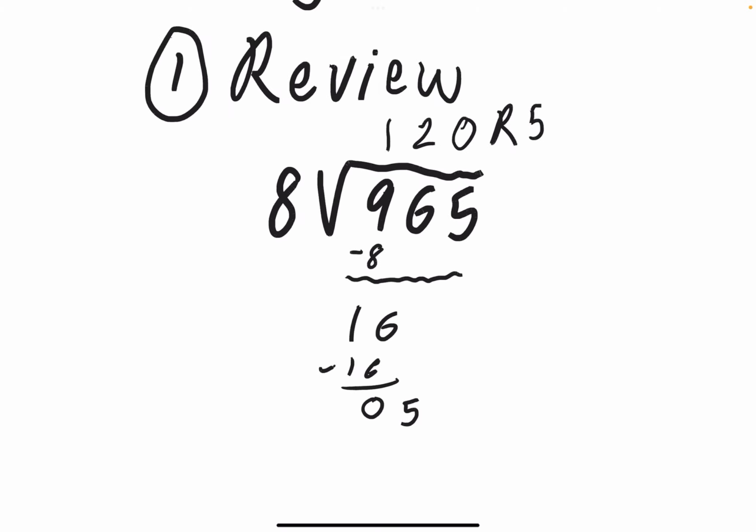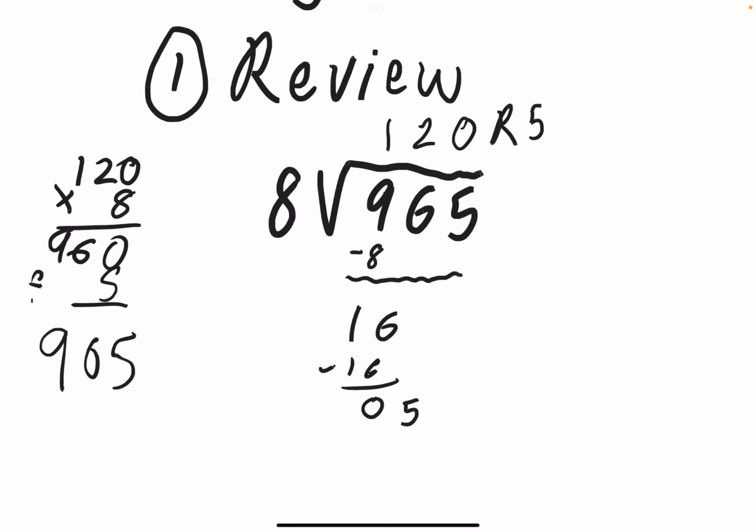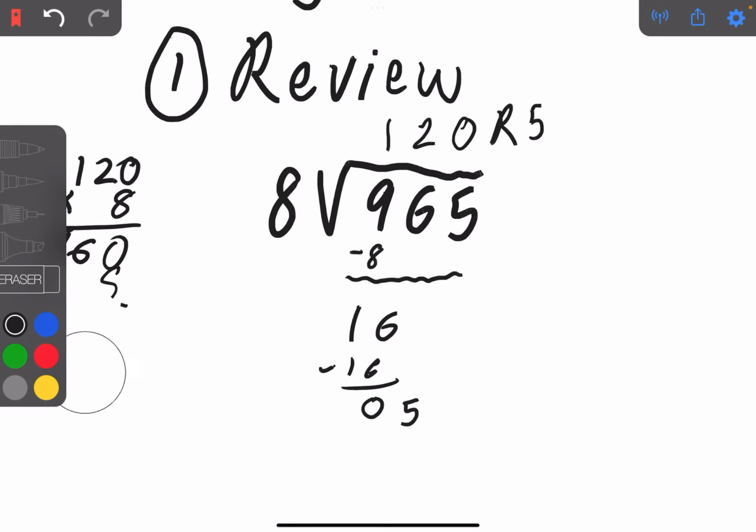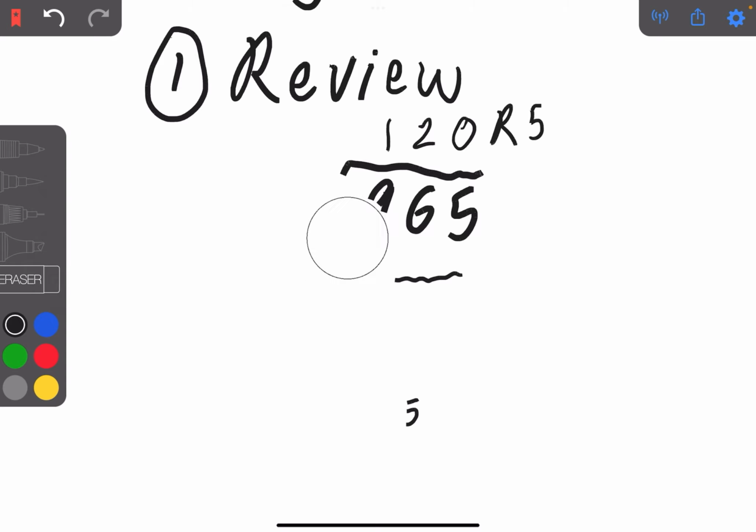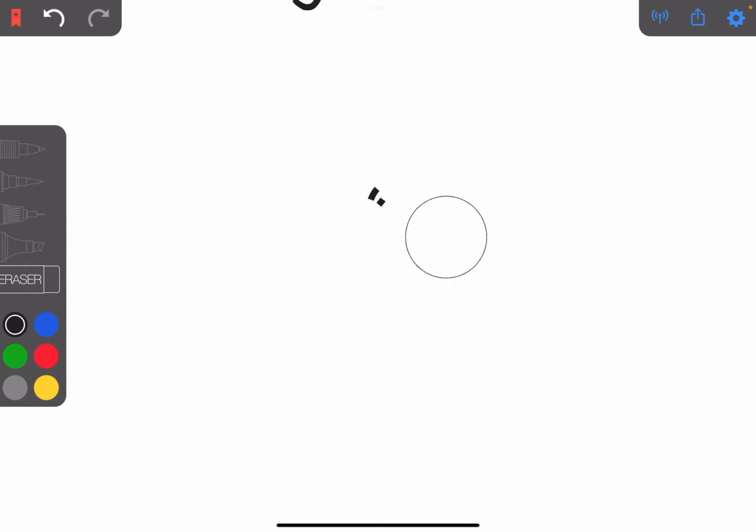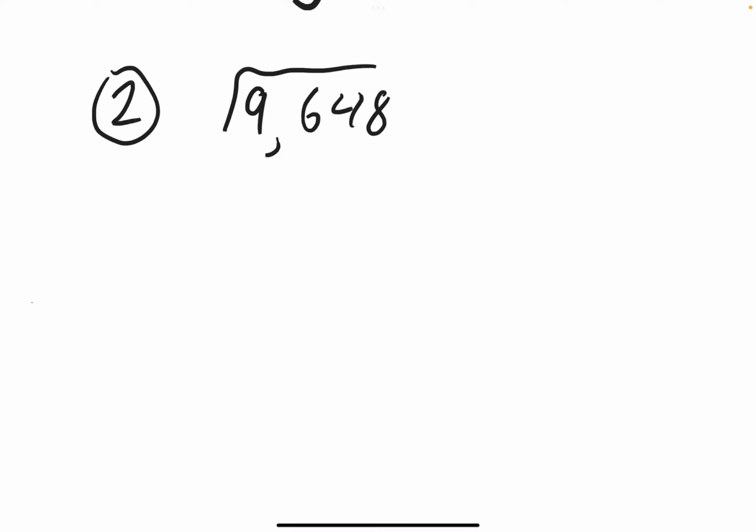So if we were to do 120 times 8, that equals 960. And then we add 5, it equals 965. Easy, right? So now let's do something new, or something a bit harder. We're gonna have 9,648 divided by 32. So the concept's the same, we just want to use our divisors.